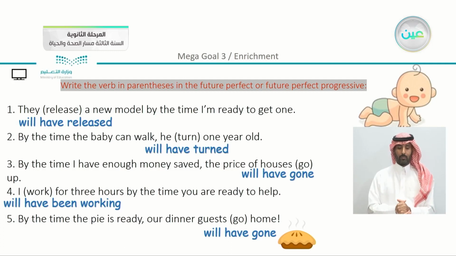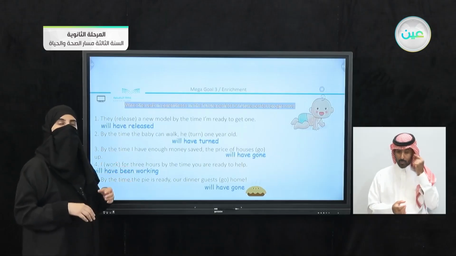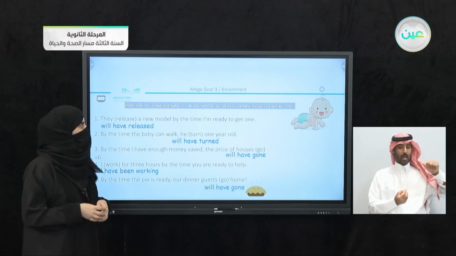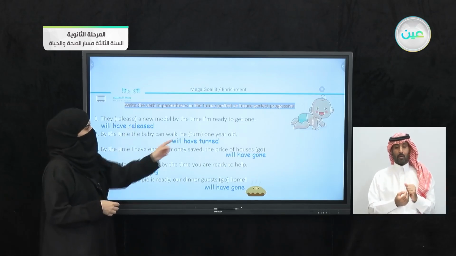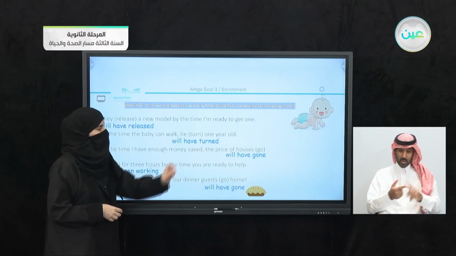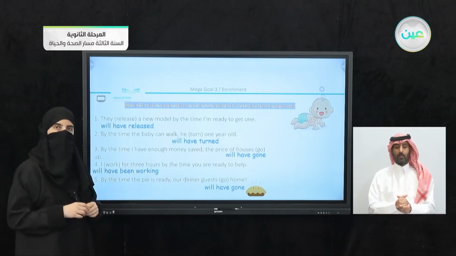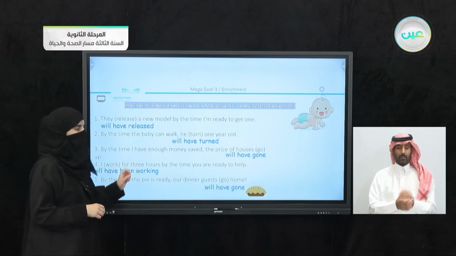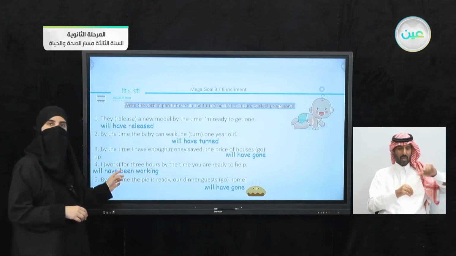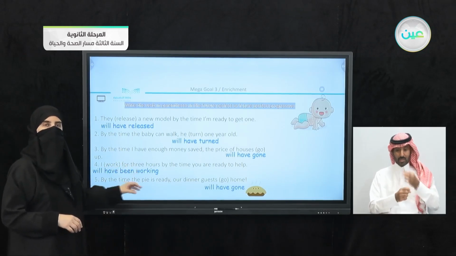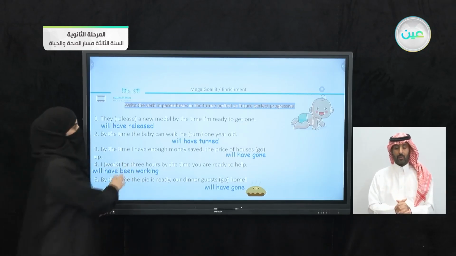Now here, it is important to remember that we use the past participle with have with the perfect tense. So you can see we have here released, turned, gone, and gone at the very end. They are all in the past participle. Here we have the verb working with an ing because we have been in the sentence, and this is what makes it the future perfect progressive. Moving on.